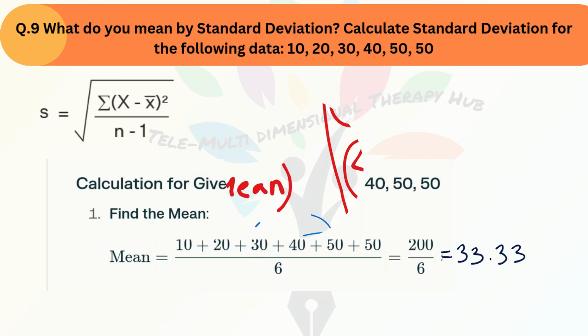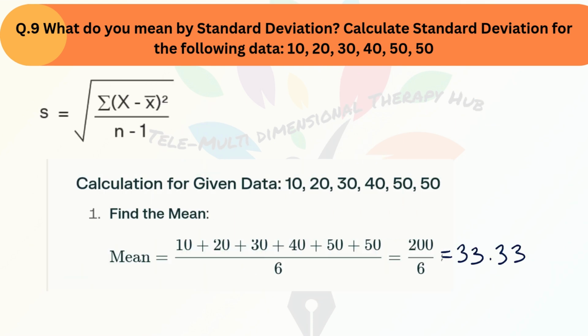Now let's calculate. Let's add up all the numbers to find the mean or average. 10 plus 20 plus 30 plus 40 plus 50 plus 50 equals 200. Now let's divide by the number of data points. We have 6 numbers. So the average is 200 divided by 6, which equals 33.33. That means this is the mean. Mean is shown as X bar.